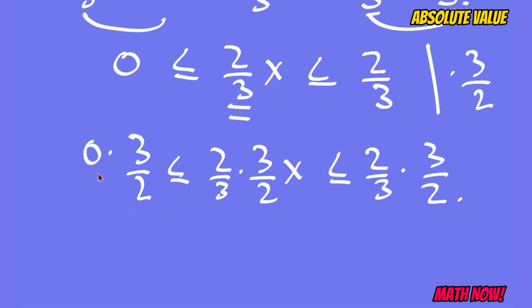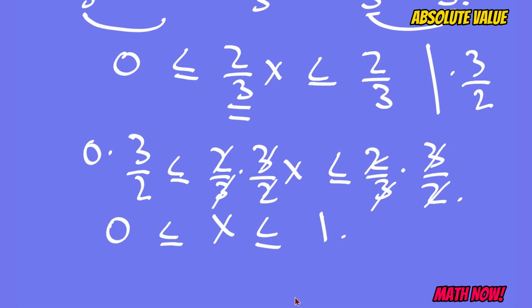Obviously, when you multiply 0 by any number, it's just 0, and it's less or equal to x, because 2 cancels out nicely and 3 cancels out here. It's equal or less than 1, since the 2 cancels out with this 2 and the 3 cancels out, leaving just 1. And that's the answer. Basically, x is greater or equal to 0, and it's less or equal to 1. So that's how we solve this inequality.